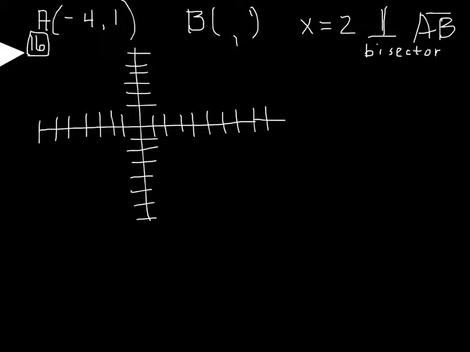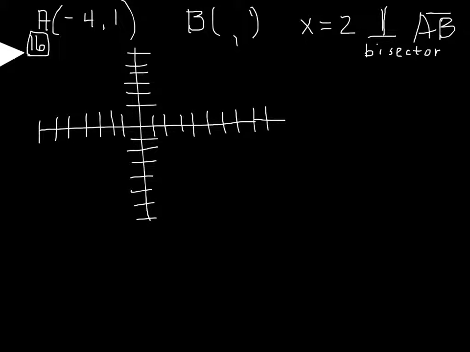Okay, we're on number 16. We have point A, which is (-4, 1). So let's graph that point. Now, they gave us the fact that it's an XY coordinate plane. They have the coordinates of A, which is (-4, 1), and B, we need to figure that out.